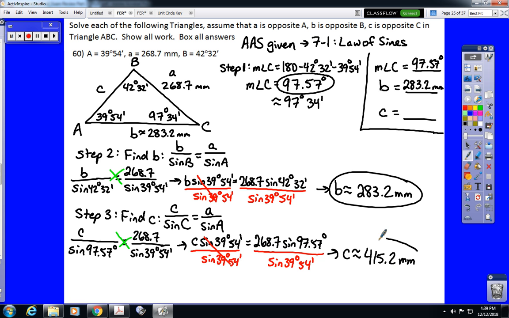415.2, and that is also millimeters. Now the reason we don't need to run a second triangle check is that this is not the ambiguous case. So there's only one triangle that exists with these measurements. There we are. There's our answer right there, and this problem is over. 415.2 millimeters.